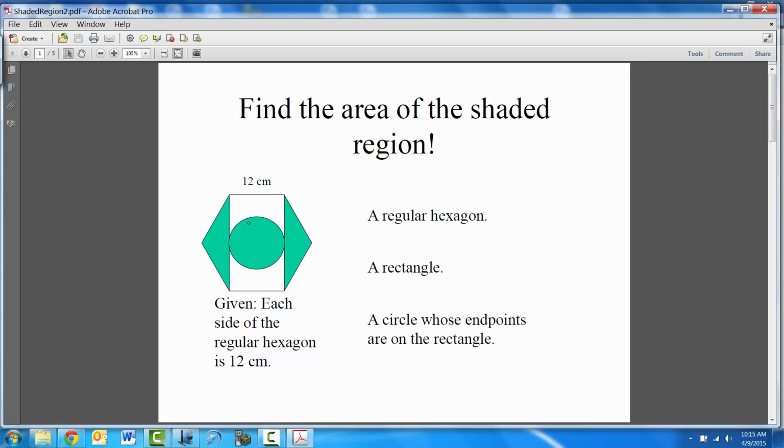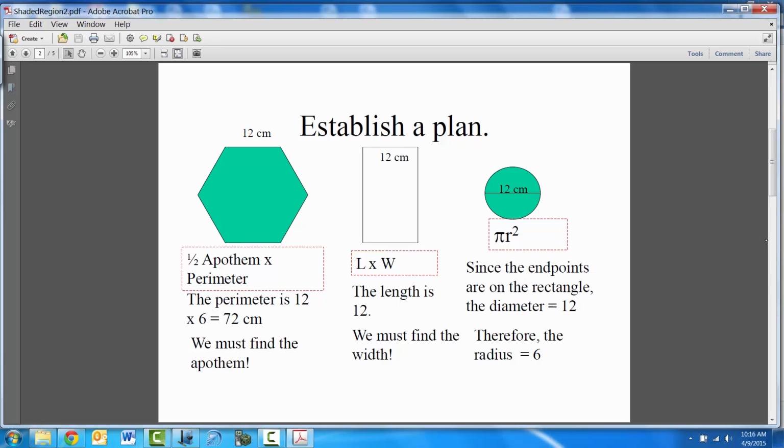We'll have to add back the area of the circle. So hexagon minus the rectangle, but that would leave this white here. So then we've got to add back in the circle. All right, so let's go to the next page and then hack this apart.